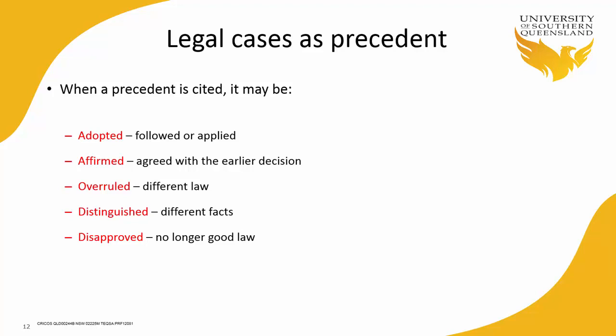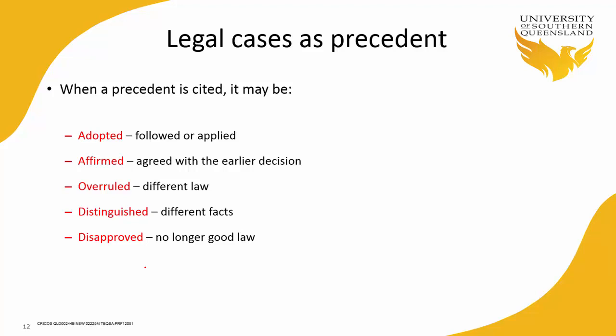So the open options when it comes to a precedent, when you cite a precedent in the court, what could happen? You bring up a case from the High Court of Australia and you argue based on that case. What could the judge or the court do? Well, they could adopt it, so they will follow it or apply it to the existing proceedings, or they could affirm it.